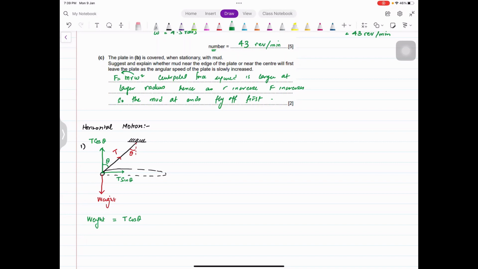However, the tension sine theta is the only force left, which means this is the force acting towards the center, providing the centripetal force. So you can always write the tension sine theta will be equal to mv square over r or m r omega square. Is that clear, everyone? Yes, sir. Good.